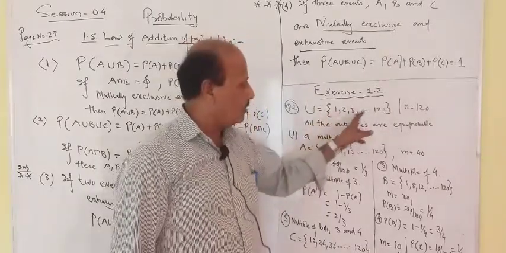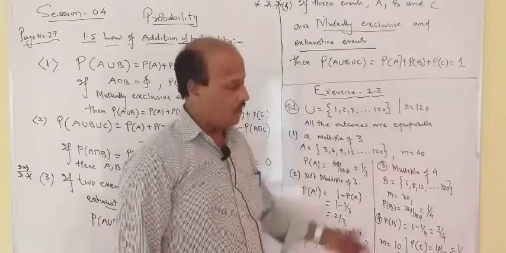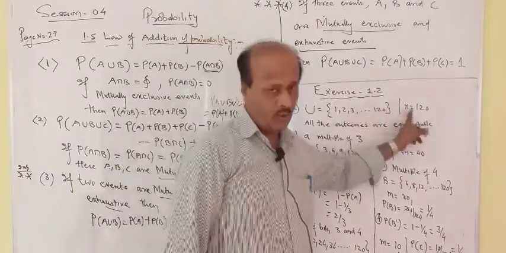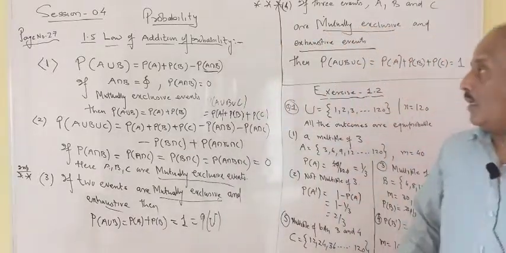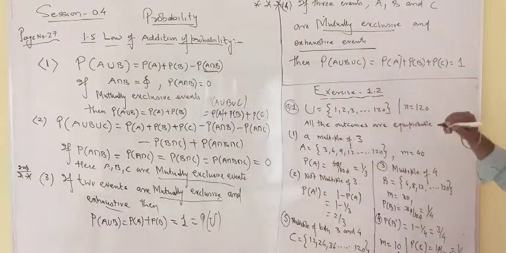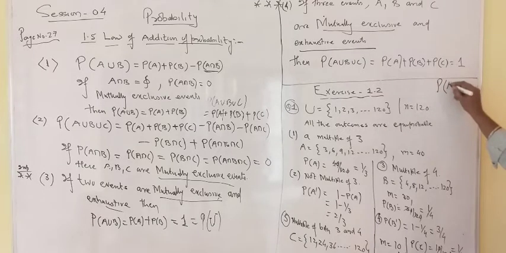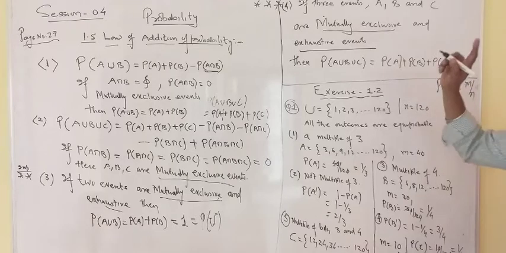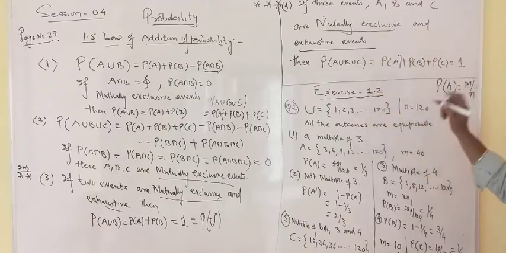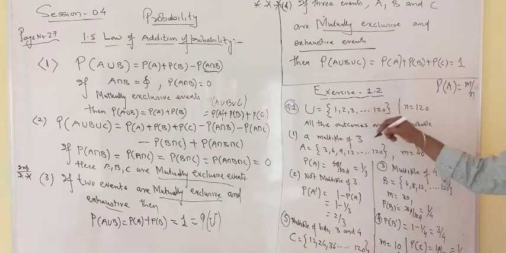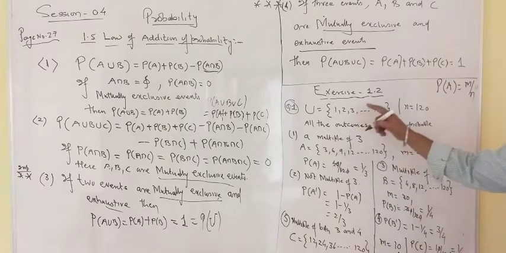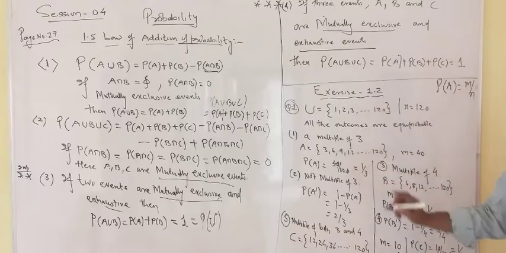U is equal to 1, 2, 3 up to 120 members. Immediately you write total members. Now we will find the probability. Last session I told you the definition of probability. Probability of any event is equal to M upon N. M is the number of favorable events. N is the total number of outcomes, the total number of members of the sample space. So now using this formula you will have to solve this question.